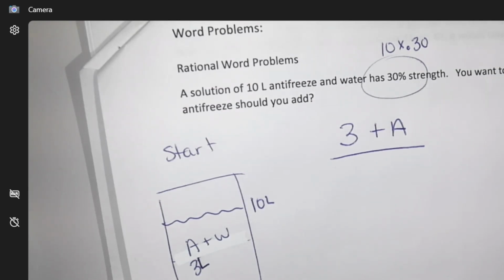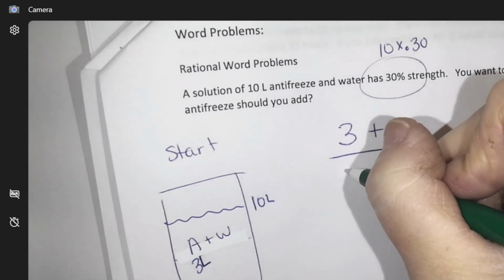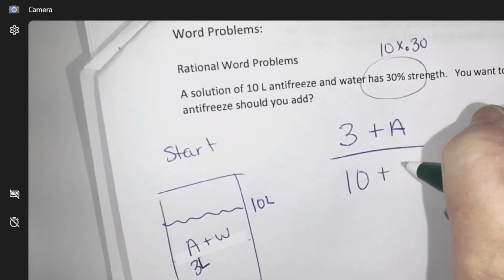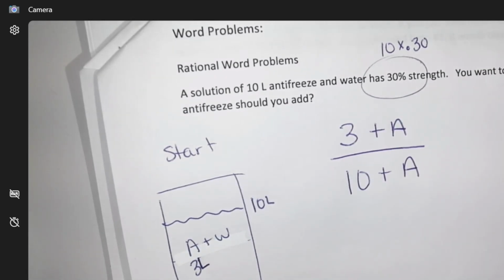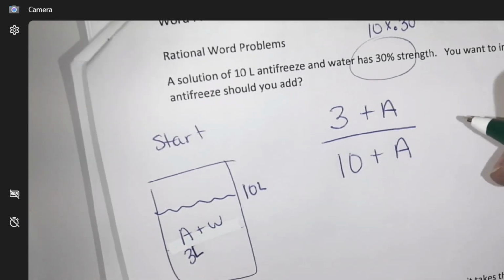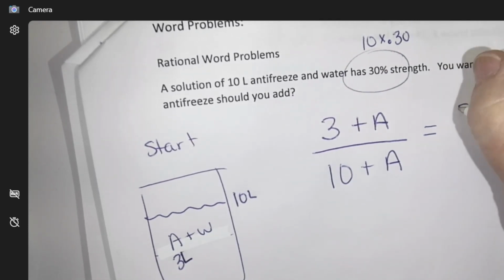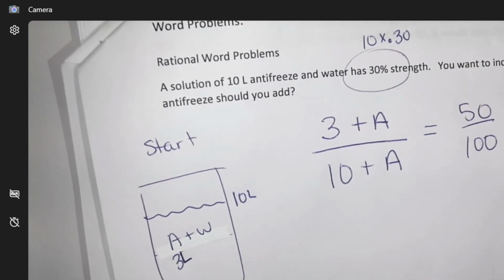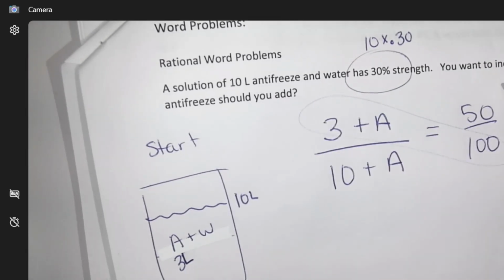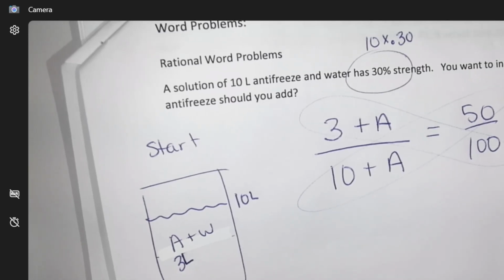Now the chemical divided by the fluid that's there. So how much did we start with? 10, and then we added more fluid. And when I say fluid, I don't care if it's antifreeze or water, that's the collection of everything. And at the very end, I want it to be 50%. So you could do a decimal or whatever, but I just do fractions because then every time I can just do a nice cross multiply.